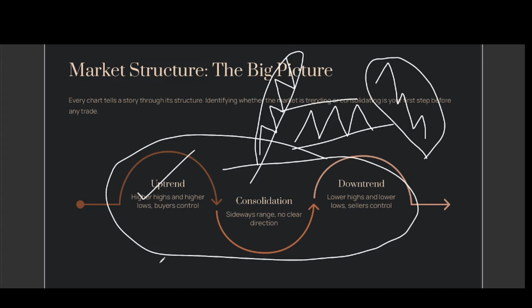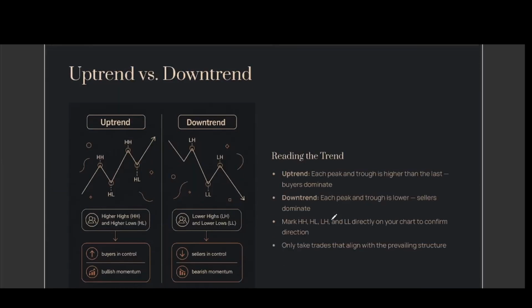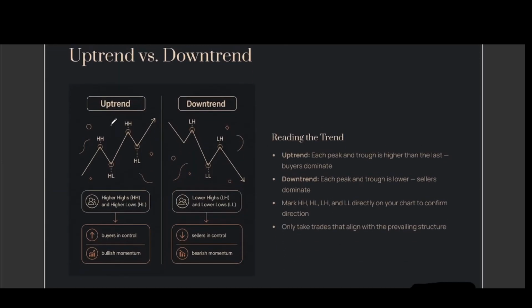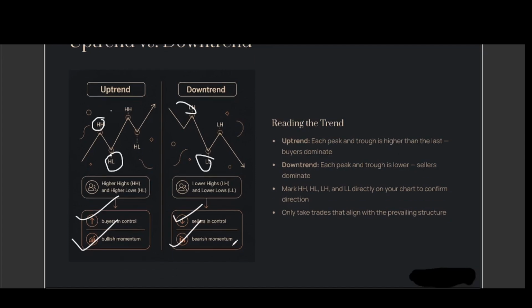And what do they indicate? An uptrend indicates that there is a high number of buyers and a low number of sellers. Consolidation indicates that there are equal numbers of buyers and sellers. A downtrend indicates there are more sellers. Now, an uptrend, as I said, is made of higher highs and higher lows, and a downtrend is made up of lower highs and lower lows. So in an uptrend, buyers are in control and it is bullish momentum, whereas in a downtrend, sellers are in control and it is bearish momentum.